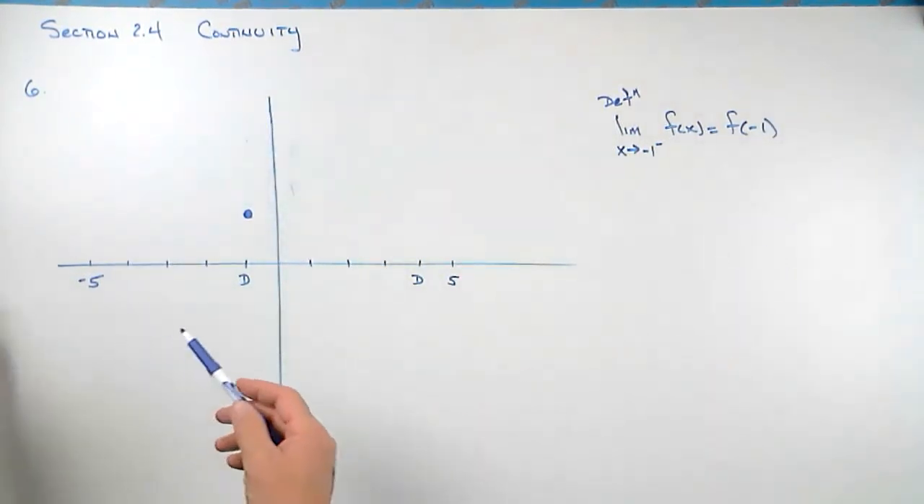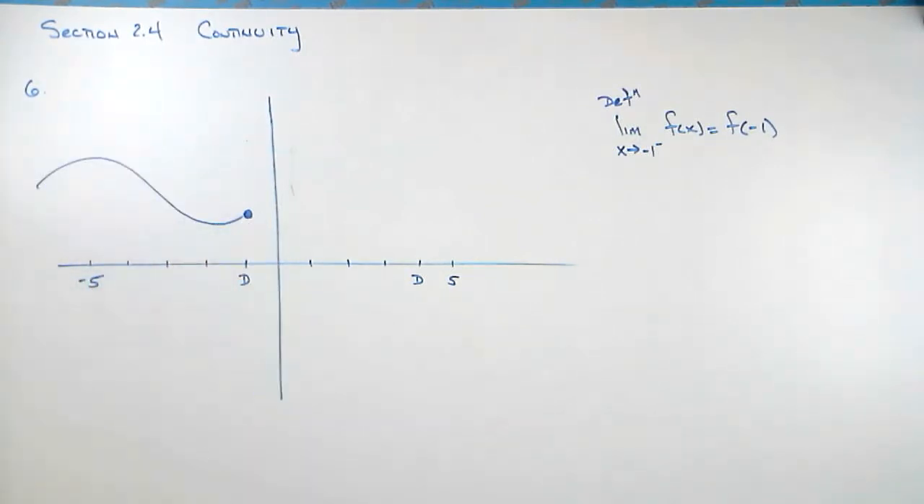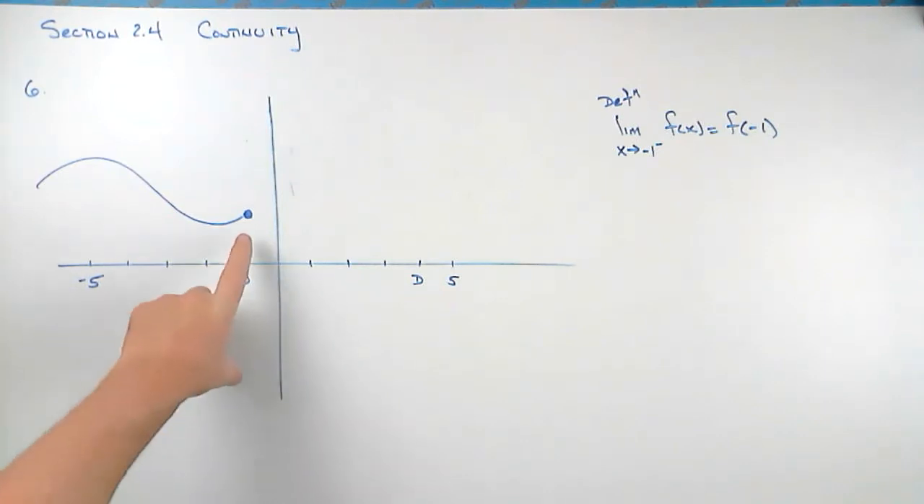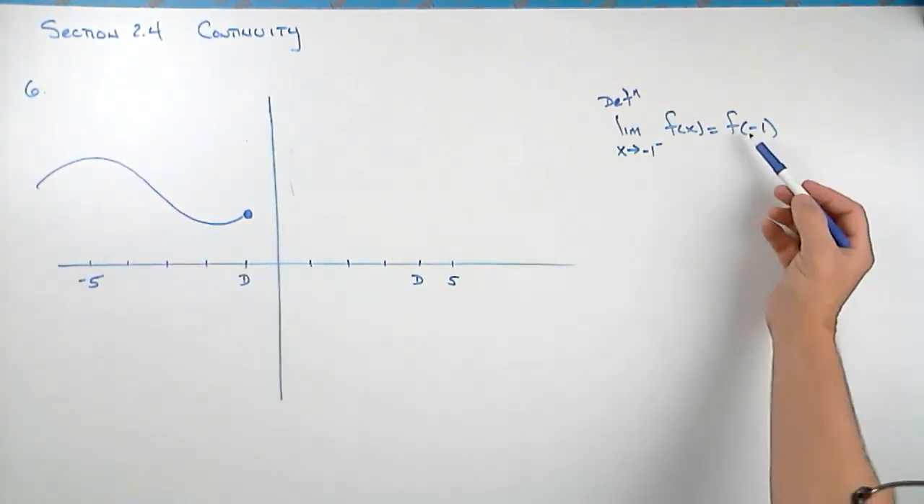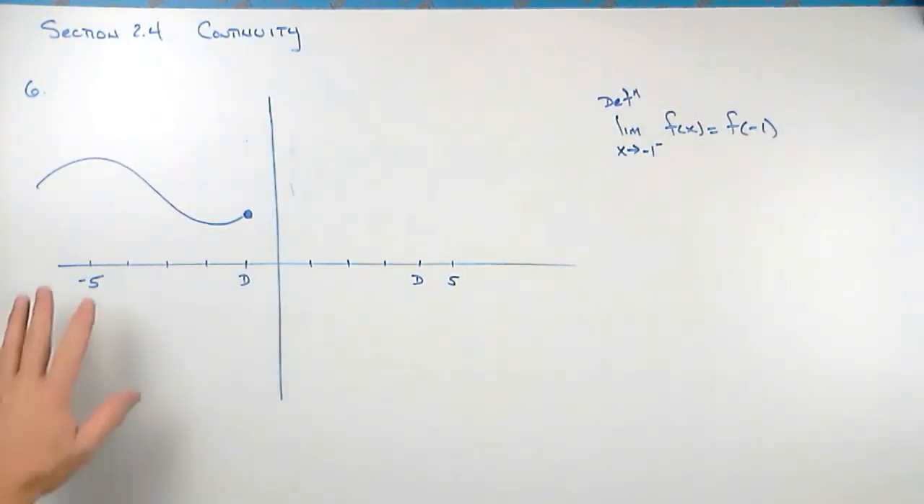Now, my function has to be continuous from the left, which means my function comes in and has to meet that solid dot. If that was an open circle, it would still not be continuous, because then we would not be equaling f of -1. So now we're continuous from the left at -1.